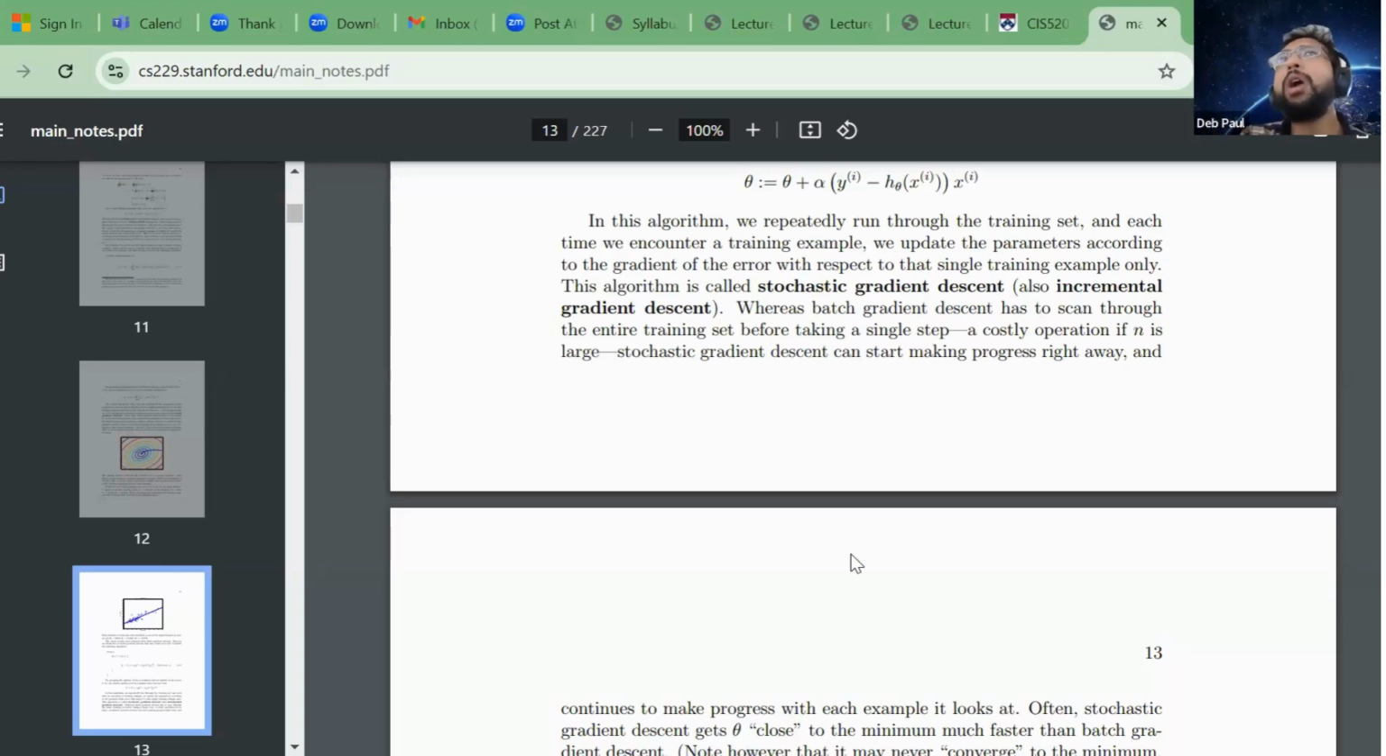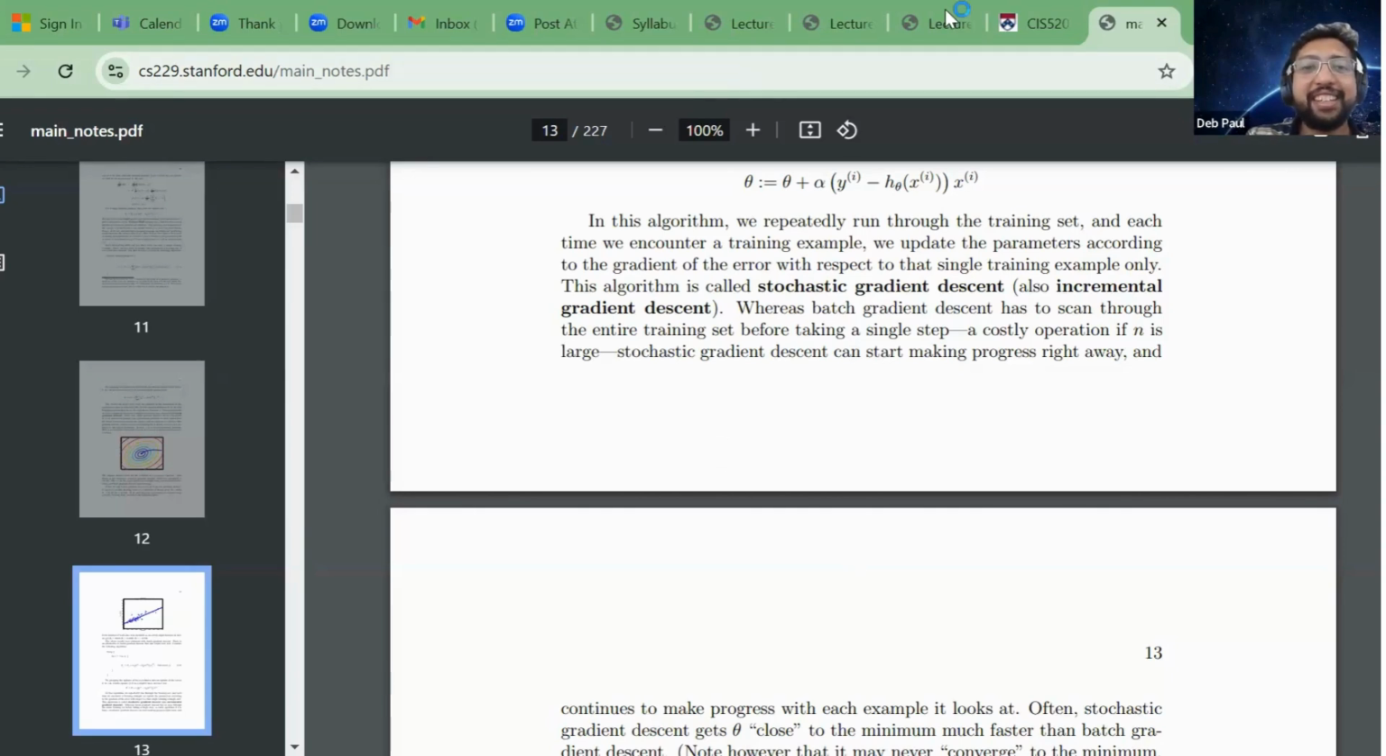What is the trade-off? What are the differences? Can someone tell me why one is chosen over the other? When will you choose one over the other? This is a very favorite interview question for a lot of companies. Why would one choose stochastic versus full gradient descent, or vice versa?